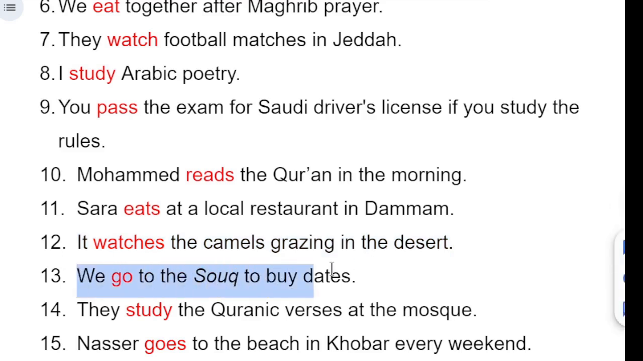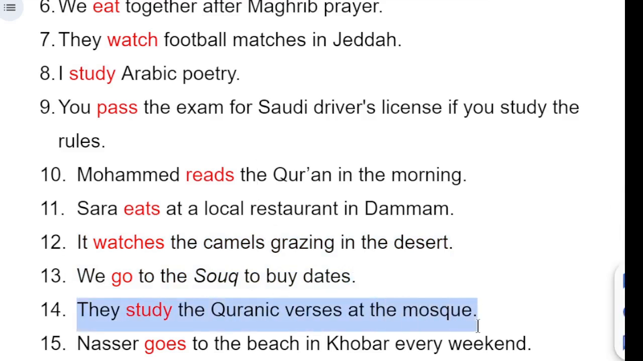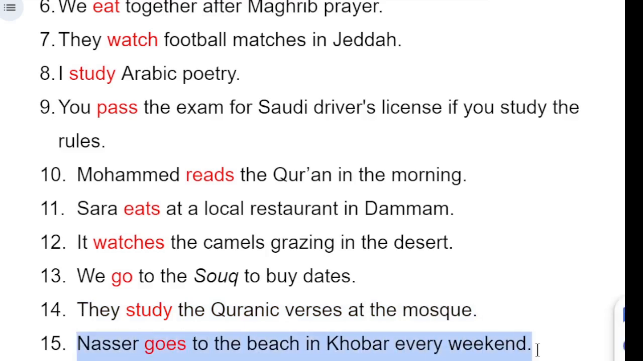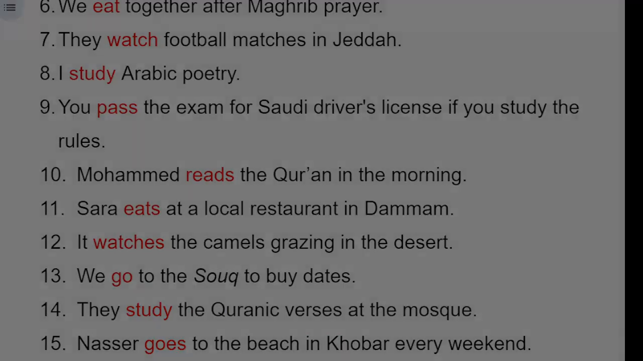13. We go to the souk to buy dates. 14. They study the Quranic verses at the mosque. 15. Nasser goes to the beach in Khobar every weekend.